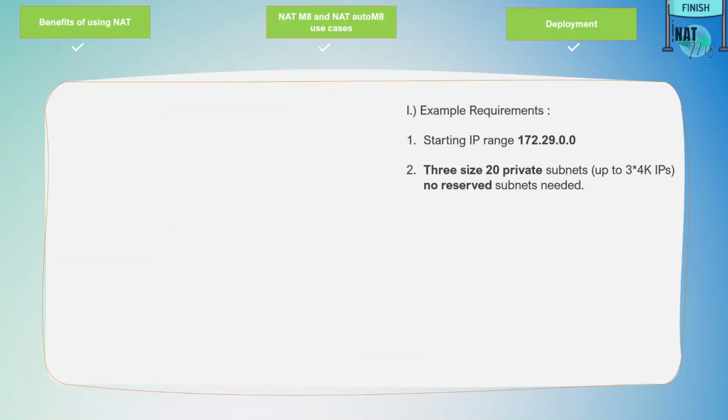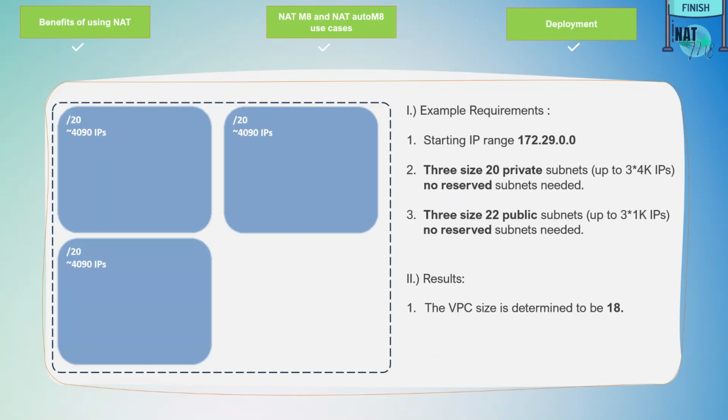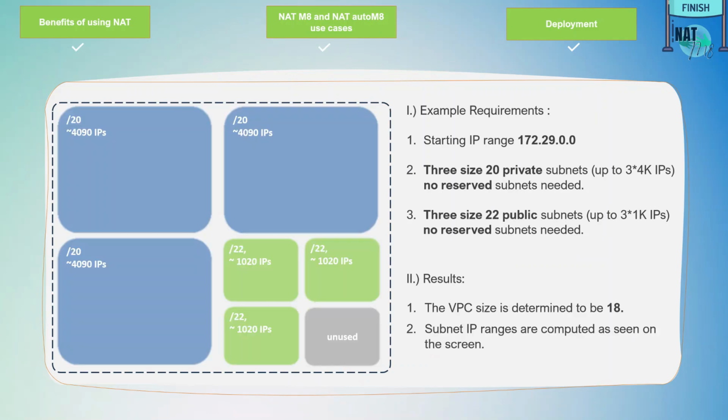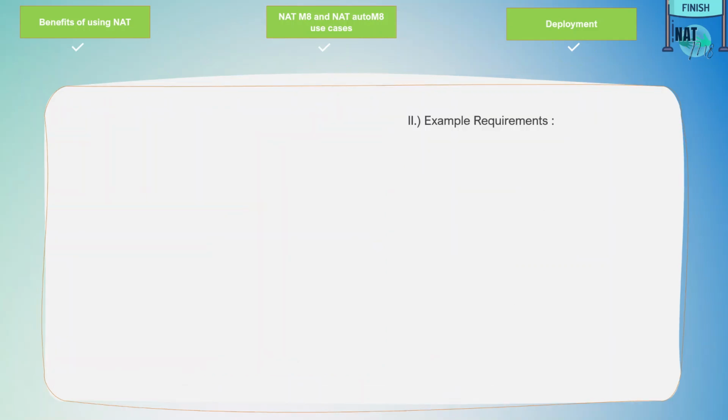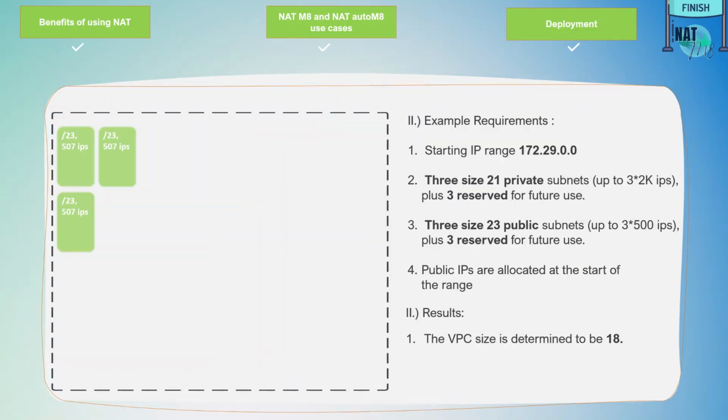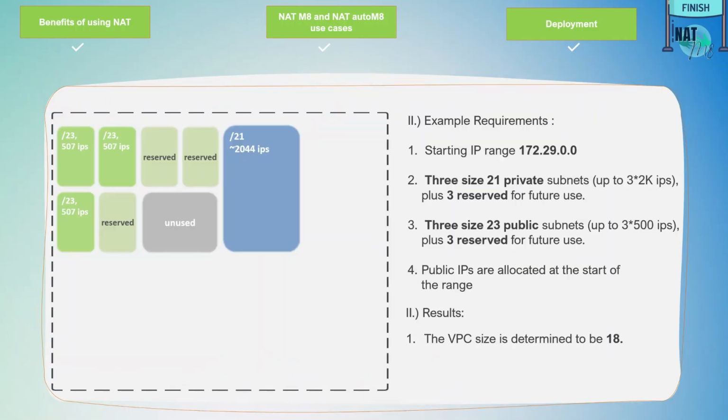Finally, let's look at some sizing examples. In the requirements section, you'll see the inputs like the number and size of subnets, and then you can visualize the resulting VPC layout. Let's look at the second example for a more advanced network configuration.